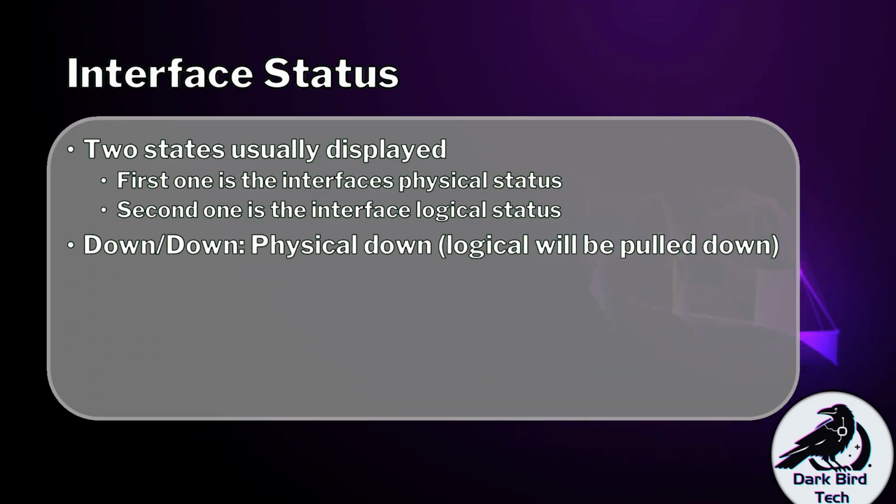So if it says down and down, normally it means physically down, no physical connectivity. And this means that the logical state will also be pulled down, because you can't do anything logically on an interface if it's not physically working. I can't type a document on my computer if my computer is turned off. Makes sense now, doesn't it?